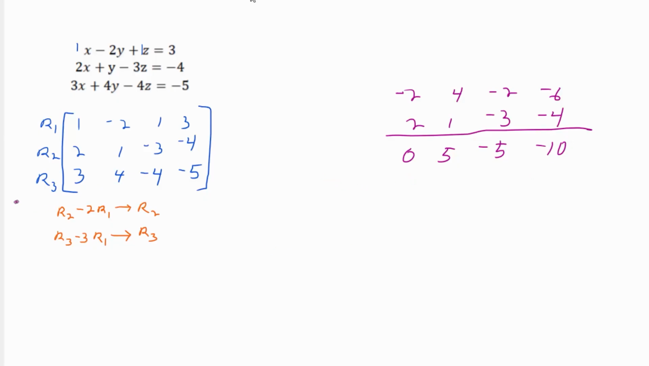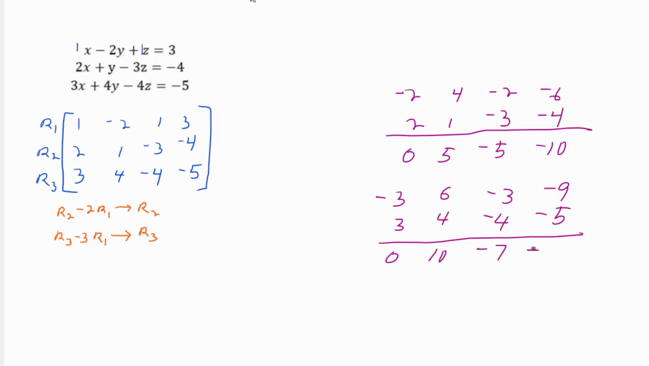And then I'm going to take negative 3 times row 1, so negative 3, 6, negative 3, negative 9. Add it to row 3: 3, 4, negative 4, negative 5. We get 0, 10, negative 7, negative 14. That's my new row 3. So the column is finished.